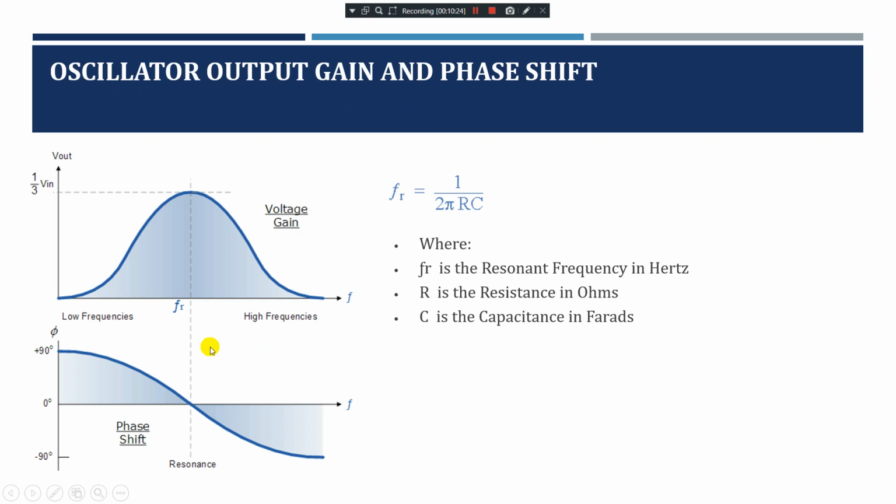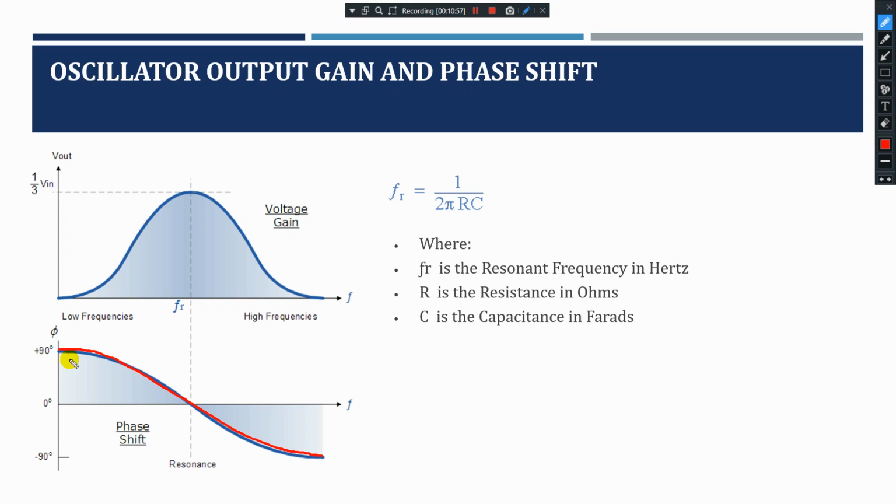Coming to the graph, it has been seen that at a very low frequency, the phase angle between the input and output signal is positive. Phase advance we call it. While at a very high frequency, the phase angle becomes negative. You can see here, it becomes negative.